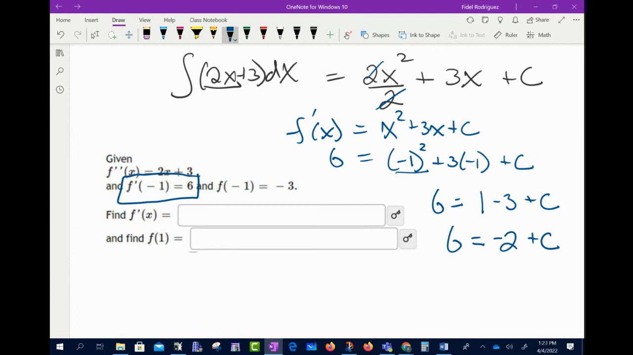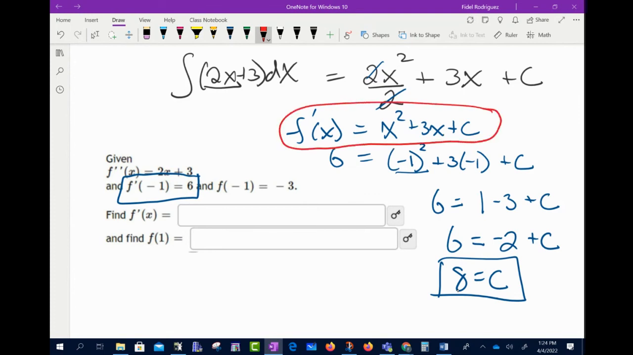Everybody agree we need to add 2 to both sides since it's a -2? So wouldn't we get 8 for my value of c? So look, y'all, all I'm going to do is come back over here, and where this f prime of x is, in that value of c, I'm going to use the number 8. So right now, I'm going to write x squared plus 3x plus 8.